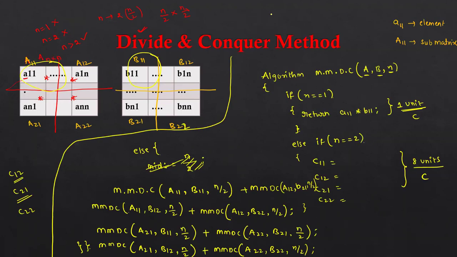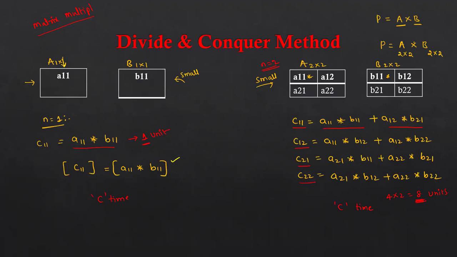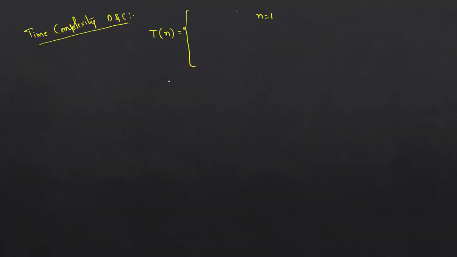So here, I want to find the time complexity of this matrix multiplication. Observe carefully. If n equals 1, what does that mean? The size of the matrix is 1 by 1. So how many units of time are you consuming? 1 unit. Is it fixed or does it vary? Fixed. So I am going to represent this as C, which takes constant time.